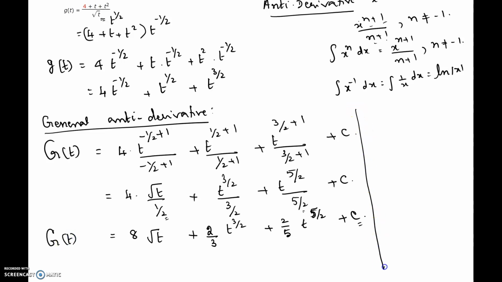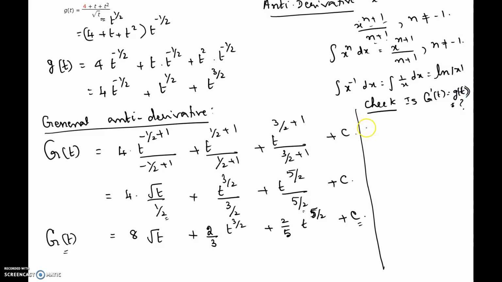The second part of the problem is to check, meaning we have to differentiate the antiderivative and see whether we get the original function back. So the question is whether uppercase G prime of t equals lowercase g of t. This is the part you want to check. That would mean our antiderivative is correct.